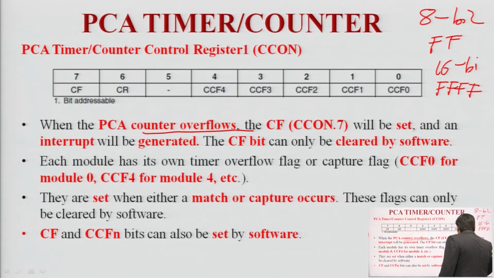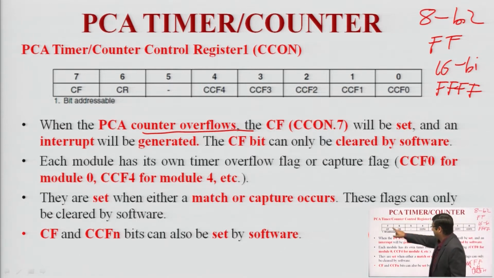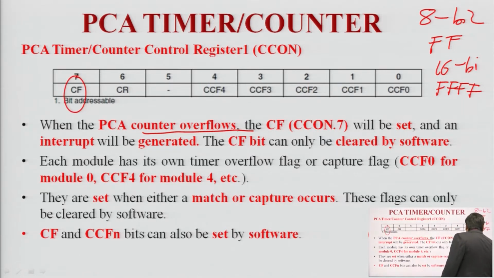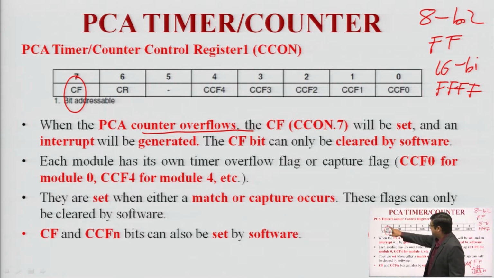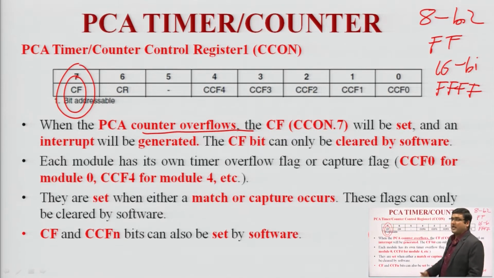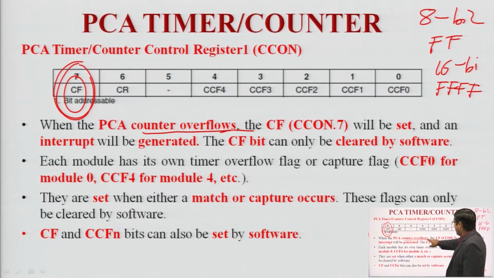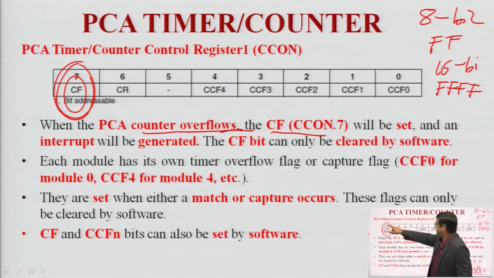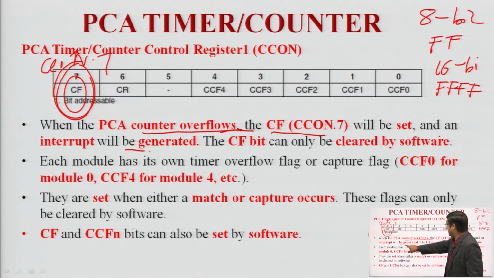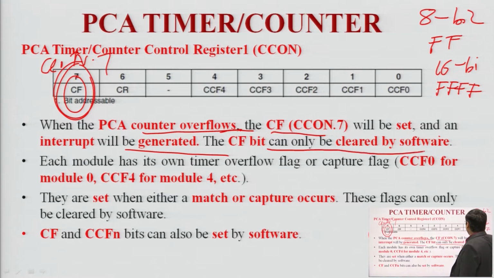To handle the carry bit, we need a register to store its value, and the overflow bit represents that an overflow interrupt has occurred. Basically, the CF bit represents that something has overflowed while we are doing PCA timer counter operations. So, this bit is used to represent that. When the PCA counter overflows, CCON.7 will be set and an interrupt will be generated, and the CF bit can only be cleared by software.